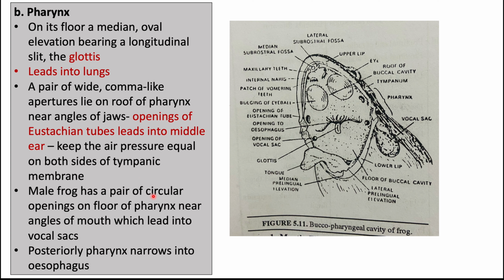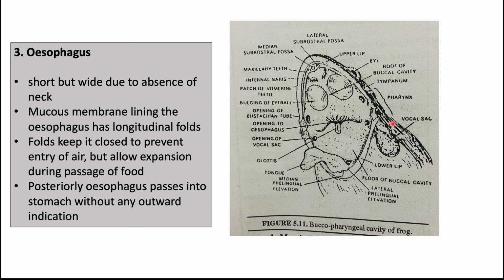Plus the male frog has a pair of small circular openings on the floor of the pharynx near the angle of the mouth, which lead into the buccal sac. So look at these structures, two rounded structures, 1 and 2. These are the openings of the buccal sac. As we have studied, in the male frog it is enlarged for croaking to attract females. Now posteriorly this pharynx narrows into the esophagus.